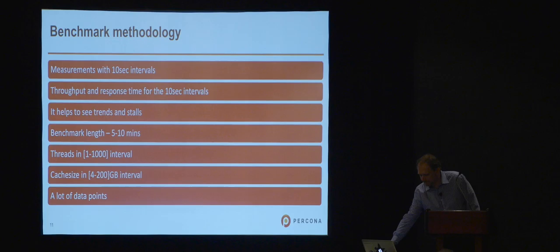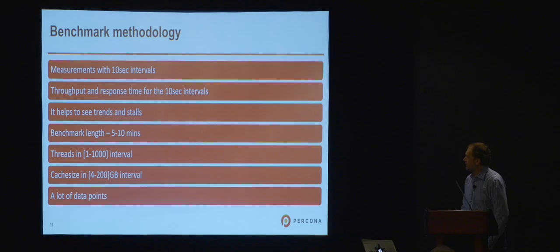experiment. And a little bit about my typical benchmark methodology. I don't produce a single number. I usually run a longer experiment and do measurements every 10 seconds, and we measure throughput and response time every 10 seconds. So it helps you to see trends, what's going on with the performance during the benchmarks, and if there are some kind of problems or stalls during the experiment. And to cover a lot of experiments, I use shorter runs, like 5-10 minutes. And I will vary the threads from 1 to 1,000 and the cache size from 4 to 200 gigabytes. And it usually produces a lot of data points.